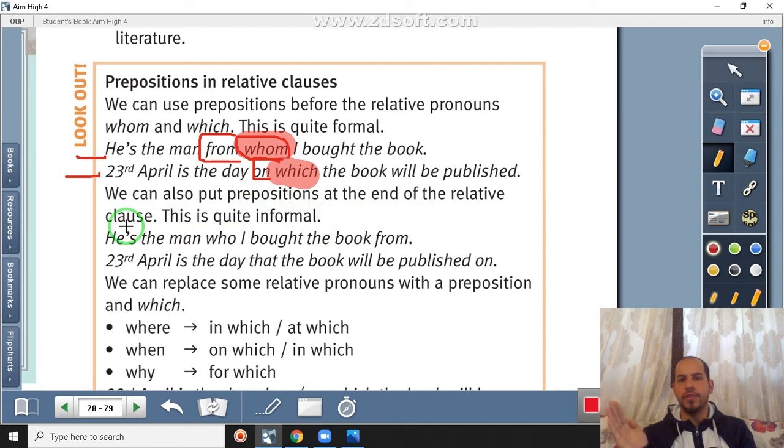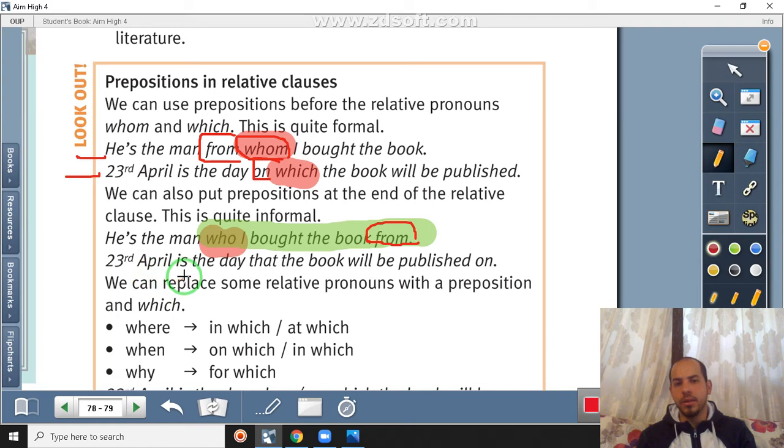We can also put prepositions at the end of the relative clause. For example, to make it more formal. This is the man who I bought the book from. Now this is the relative pronoun, and this is the relative clause, and this is the preposition. He is the man who I bought the book, it's enough. But we add from at the end of the relative clause to make it more formal.